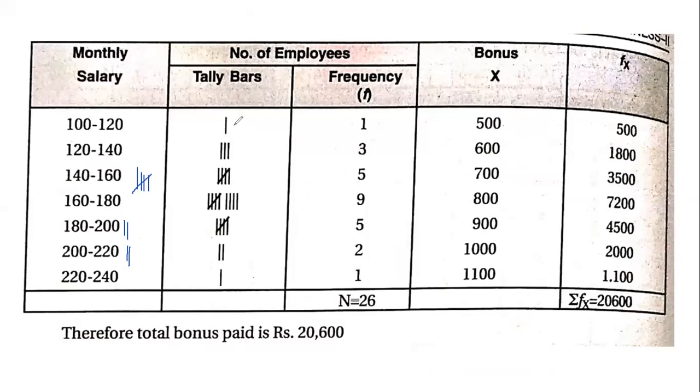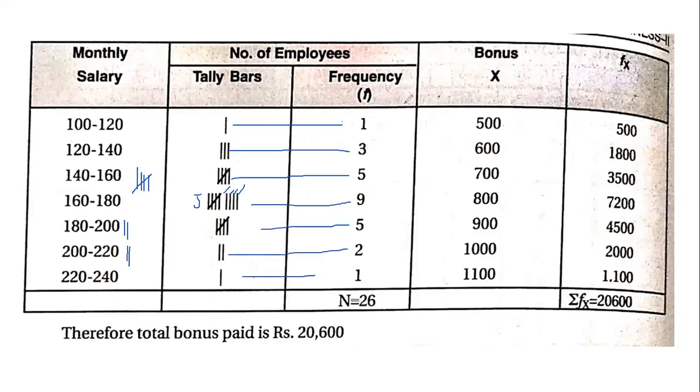So now let us count these tally bars. Okay, that is one. One tally bar is there. 1, 2, 3. So we have three tally bars here. So here one complete round is completed, which means 5 tally bars. So here it is 5. Then we have 6, 7, 8, 9. So we have 9 tally bars. Then 5 again directly, 2 tally bars and 1 tally bar.